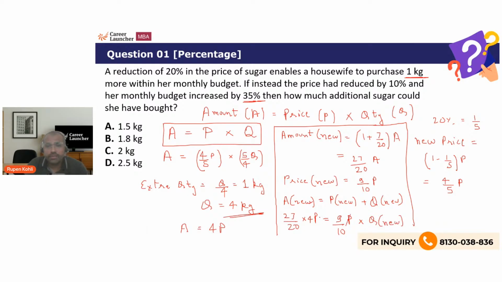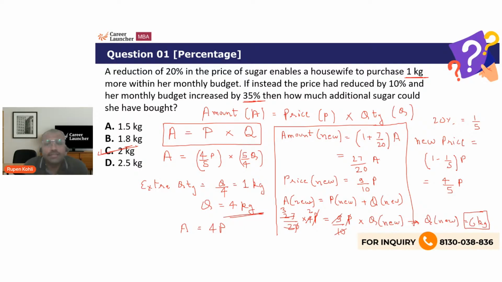P cancels on both the sides. We can further simplify. This 10 goes off, this 9 goes off, 3, and this 2 also goes off with this 4. So the new quantity is coming to be 3 into 2, 6 kg, right? So therefore, if she is able to buy 6 kg, how much more is this than her initial? She was initially buying 4 kg, now she is able to buy 6. So it's 2 kg that she can buy more, right?